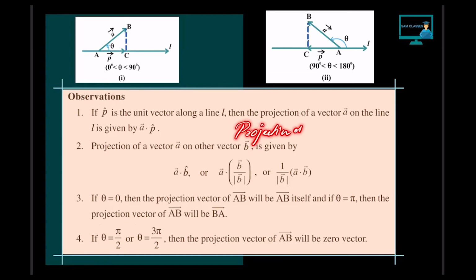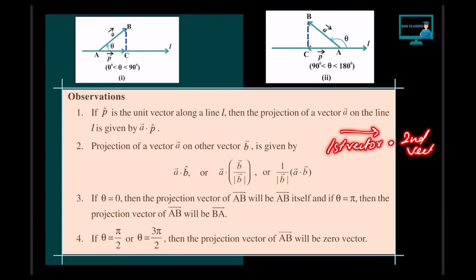So the projection of any one vector, let's say a vector on p vector, is nothing but: take the first vector, and for the other vector take the unit vector. First vector dot with the unit vector. That's it. That is projection. Projection of the first vector on the second is the first vector dotted with the unit vector of the second. Clear, everybody?